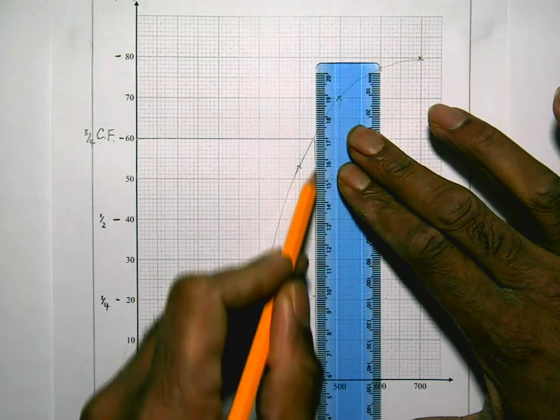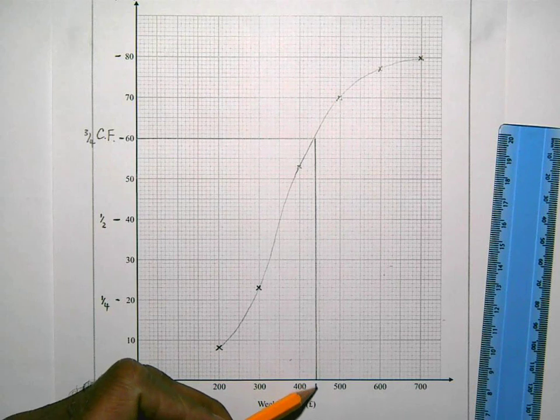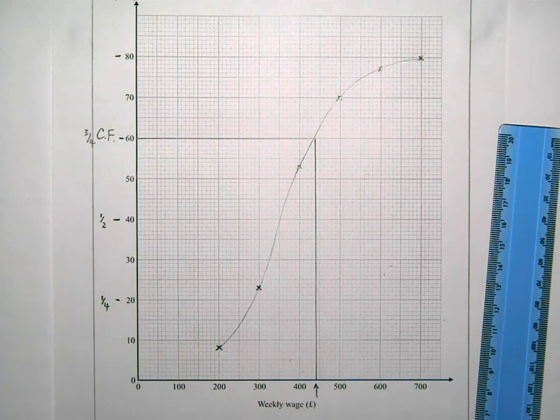I'm going to read that off. Now that's 400, it goes all the way up to 500, and there are 10 spaces, so each one of those spaces on the graph is going to stand for 10, so that's 440, because it's 1, 2, 3, 4 spaces in. So the upper quartile is 440.